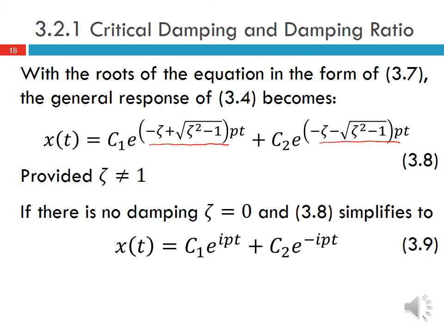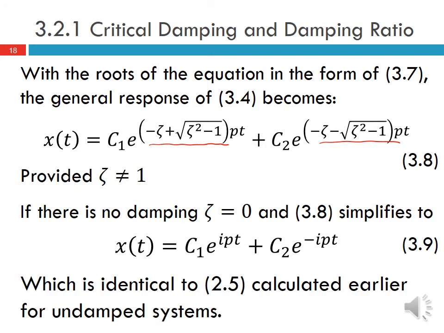If there's no damping, so zeta is equal to 0, we can see that this would simplify to the expression here, which is identical to equation 2.5, which we calculated earlier for undamped systems. So if zeta is equal to 0, we've got no damping in the system, and we do recover our undamped expression.